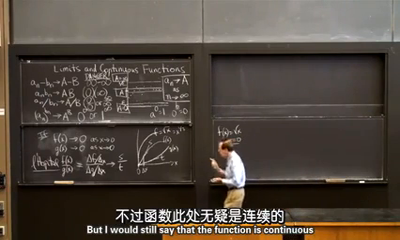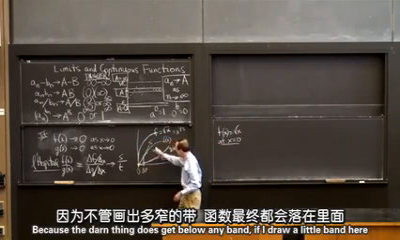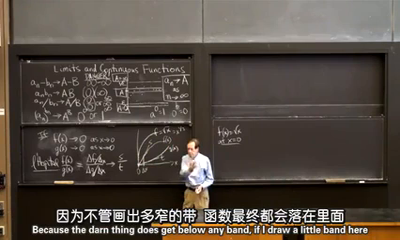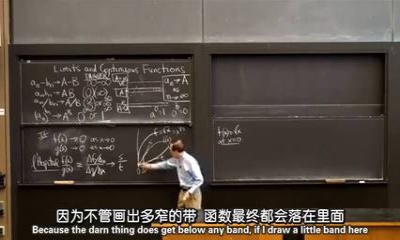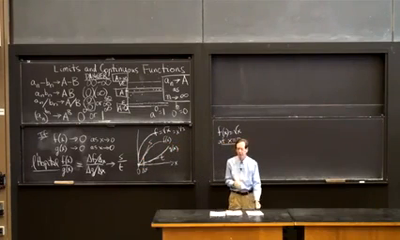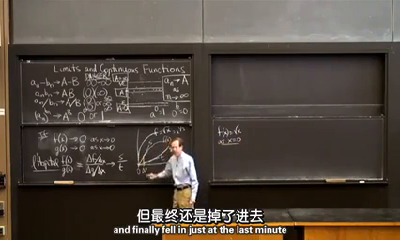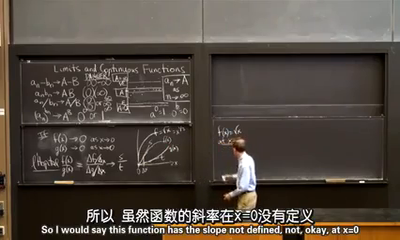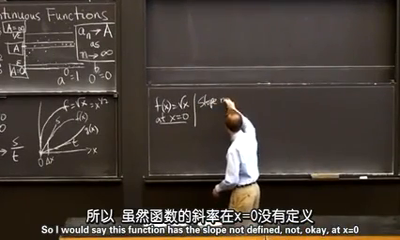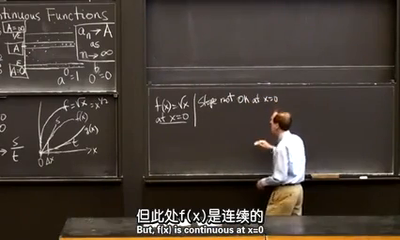But I would still say the function is continuous, because the darn thing does get below any band. If I draw a little band here, the function does get into that band and stay inside. It just took a long time. It stayed out of that band as long as it could and then finally fell in just at the last minute.